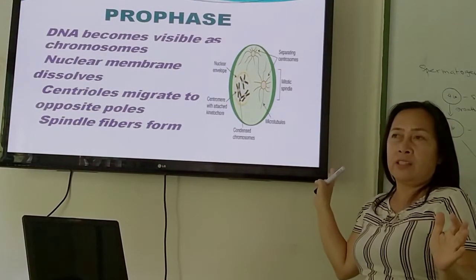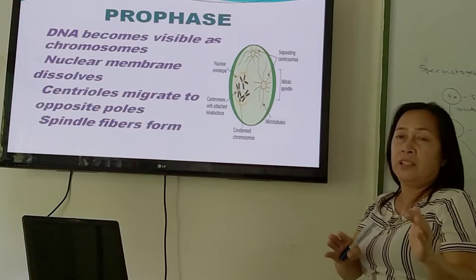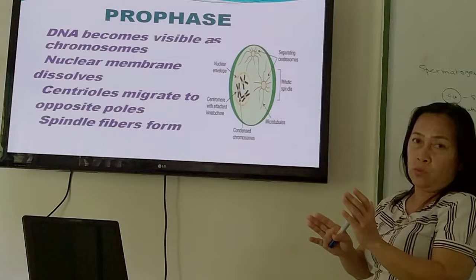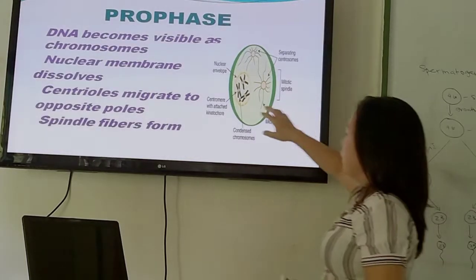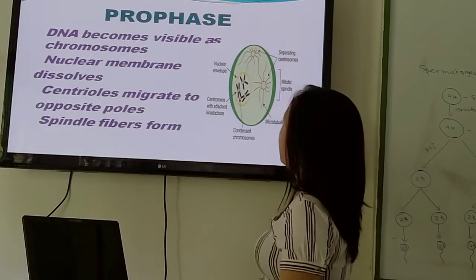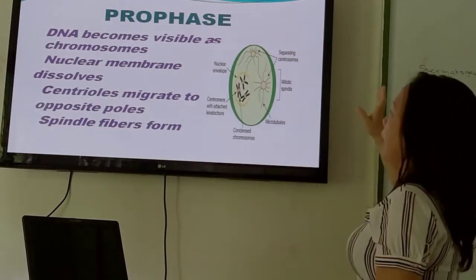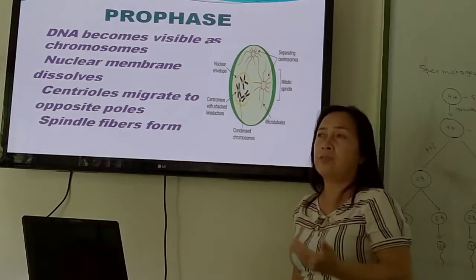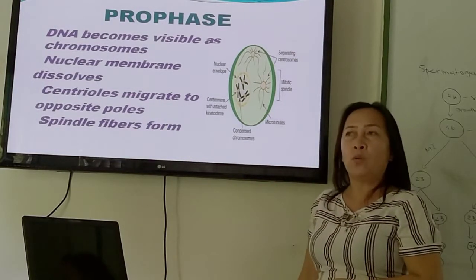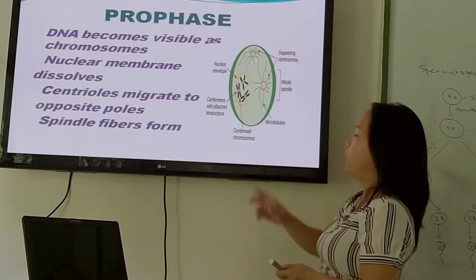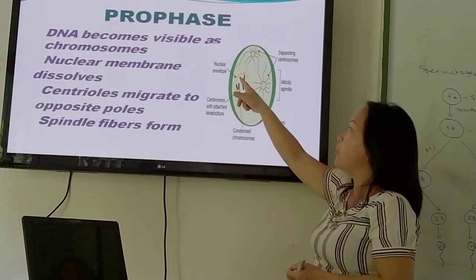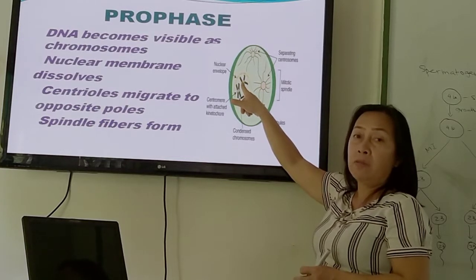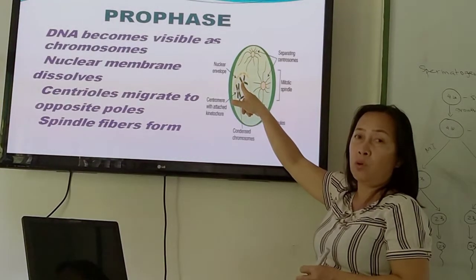That is when there is division of the egg white or cytoplasm, that is cytokinesis. This one is the division of the egg yolk or the nucleus. So, as you could see there, DNA becomes visible as chromosomes. Before the cell divides, you cannot see chromosomes yet. What you could see are chromatin materials. But when the cell starts to divide, now you could see here chromosomes, because the chromatin materials start to condense.